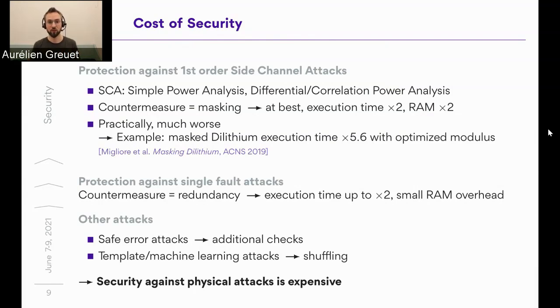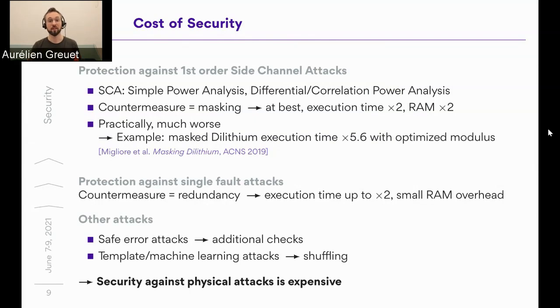But then you have to process both the masked value and the mask independently, instead of only one unmasked data. Then you can expect, at best, to double the execution time and the RAM consumption. So practically, it's often worse than that. For instance, the masked version of Dilithium is more than 5 times slower than the unmasked version, even though a power of 2 modulus was used to make the masking even faster.